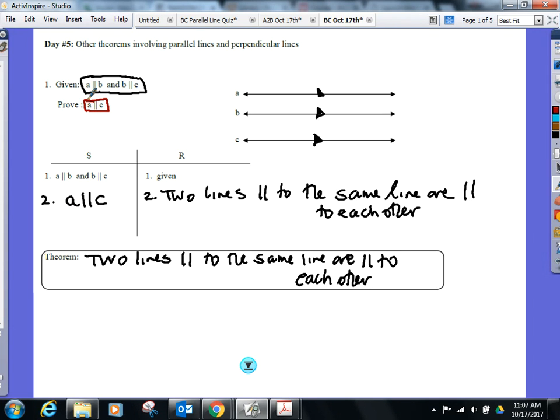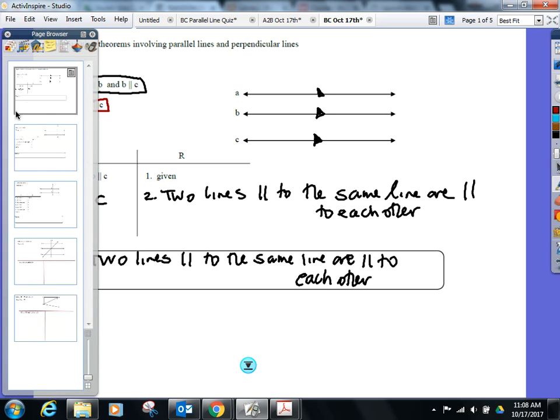Anything on how that one works? We're going to go from the easiest to the toughest here. Everyone all right? Now what we're going to do right at the bottom, it looks like on your packet. Now what if I change those parallel signs to perpendicular? Okay, what if 2 lines are perpendicular to the same line now? So let's talk about that.